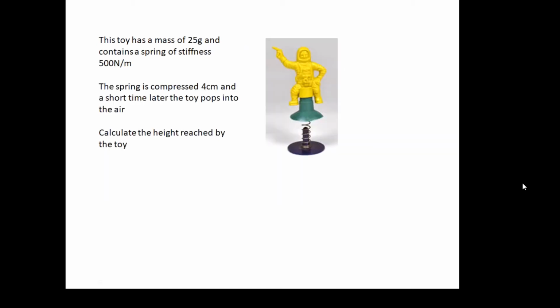Here's another question. A toy has a mass of 25 grams, contains a spring of stiffness 500 newtons per meter. The spring is compressed 4 centimeters. The toy pops up into the air. Calculate the height reached by the toy. Have a go yourself, pause the video, and here we go. There's my energy equation. EPE goes to GPE, and if you bung in the numbers, you should get 1.63 meters.